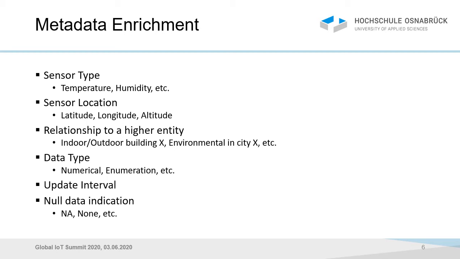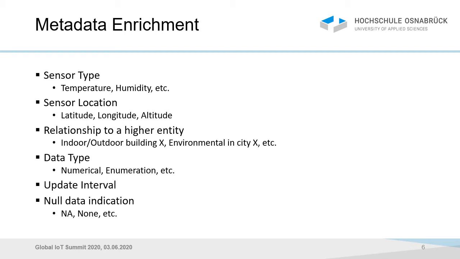I have listed here some attributes of the sensors which can help the framework in different ways if they are added in the metadata. Sensor type defines what type of sensor we are dealing with, for example, if it is a temperature sensor or humidity sensor. The next two attributes help in the searching of adjacent sensors. Sensor location defines geolocation and altitude where the sensor is deployed, while relationship to a higher entity explains how different sensors are connected to each other.